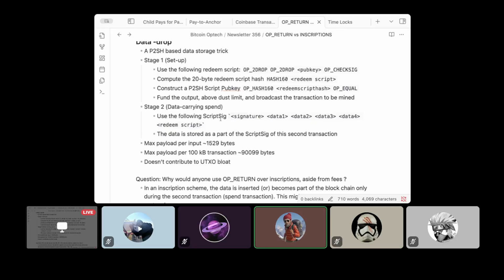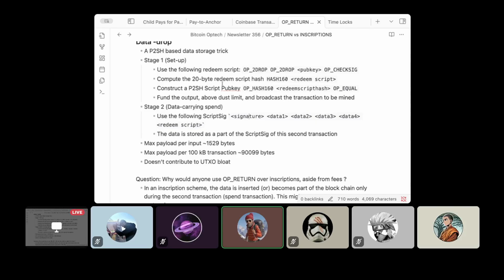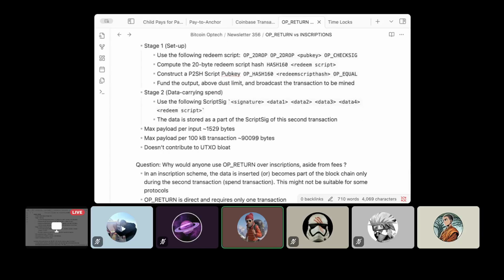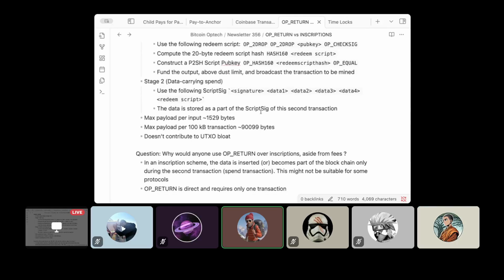So when you perform this second transaction where you are spending from the first transaction, the data gets inserted into the blockchain and becomes part of the blockchain. So this is sort of a clever way. The advantage is that it doesn't contribute to the bloat of the UTXO set, because you are not creating any invalid transaction where the output goes and gets locked.